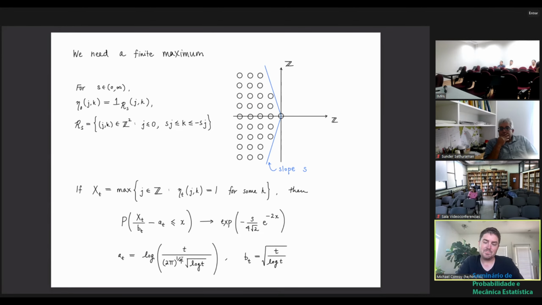So of note is that this B_t scaling term is the same. And what changes are these sort of lower order corrections. So what that means is that this leading particle position in its first component is of the same order as in one dimension, square root of t log t.